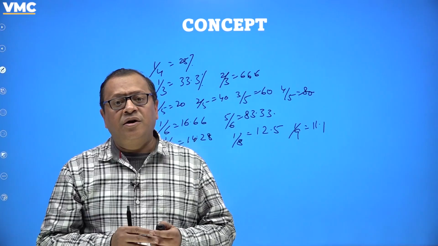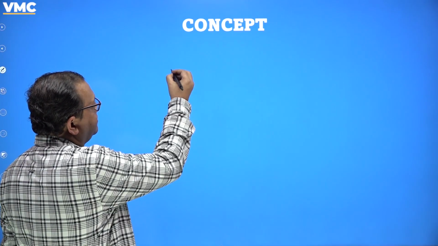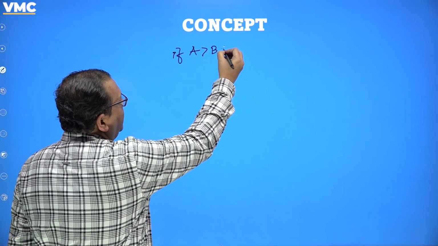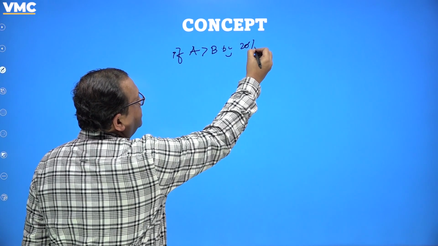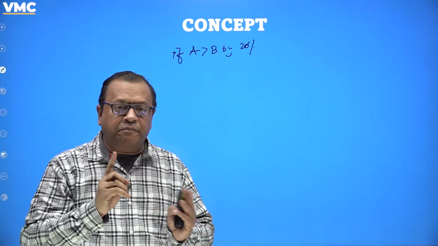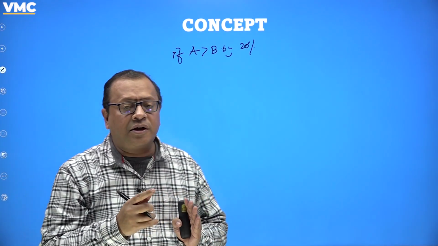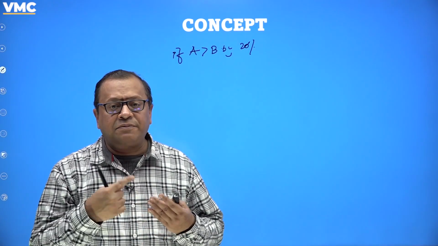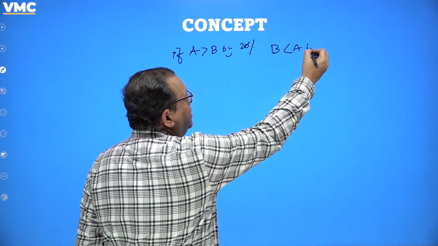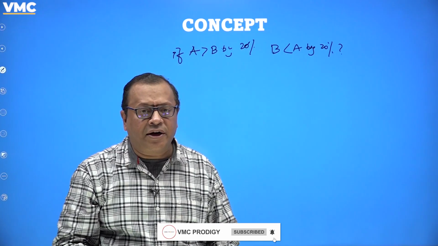Next thing is comparison of percentages. How do you calculate the comparison of percentages? If I say that A is more than B by 20%, how much is B less than A? जब हम दो लोगों को कंपेयर करते हैं, मैं कहता हूं A B से 20% ज्यादा है, या सपोज करो A की सैलरी B से 20% ज्यादा है, तो क्या B की सैलरी A से 20% कम है? Is it the case? No, that is not the case.